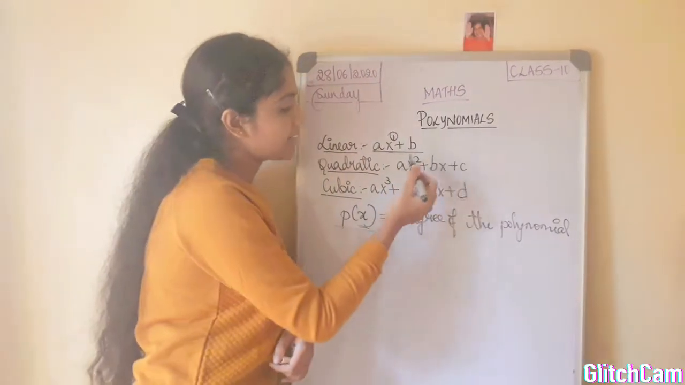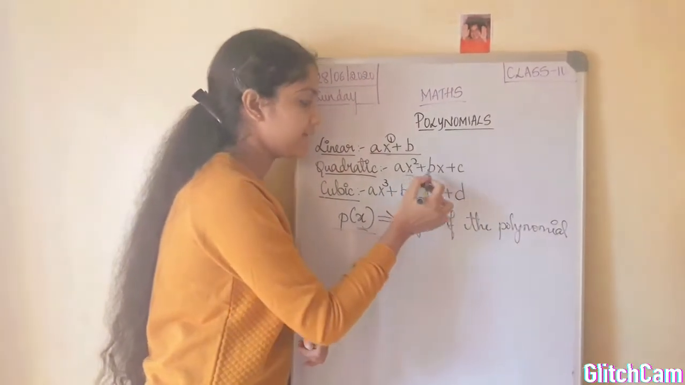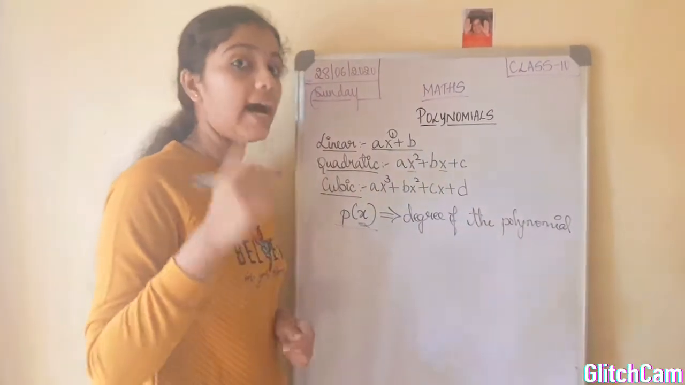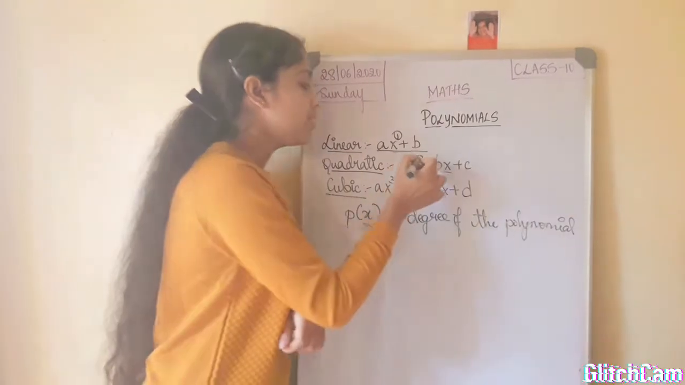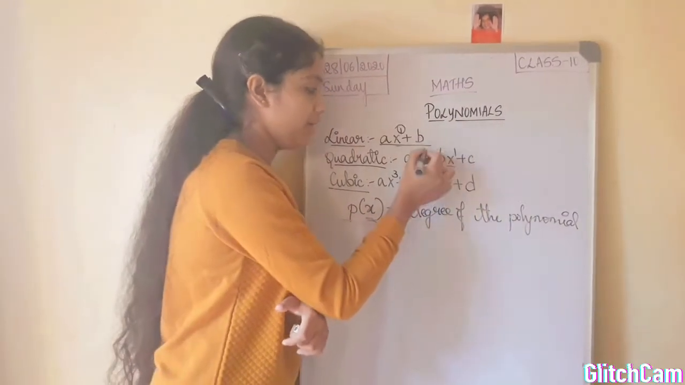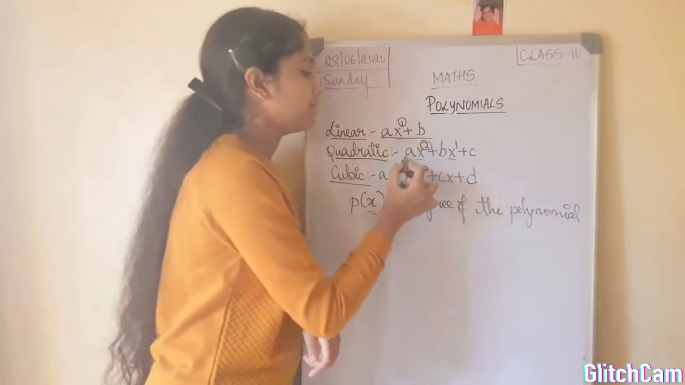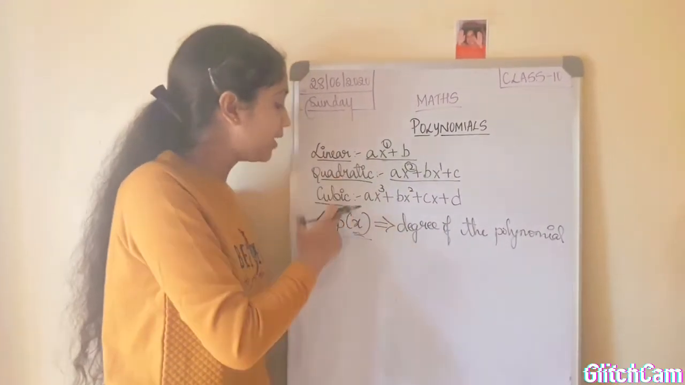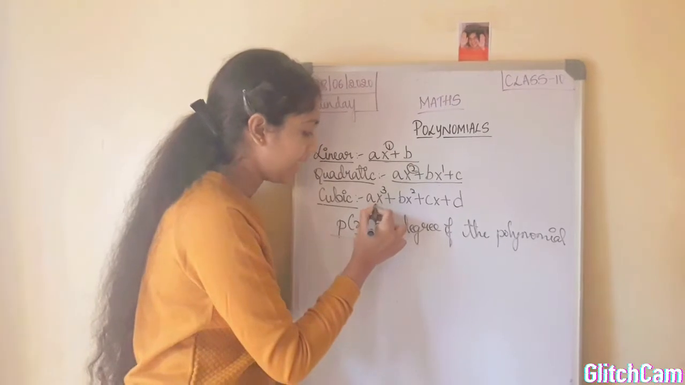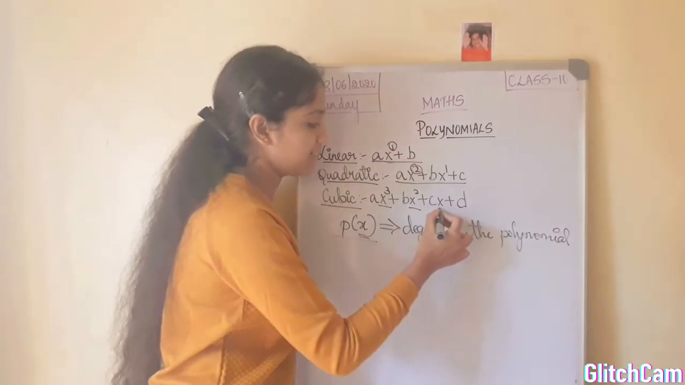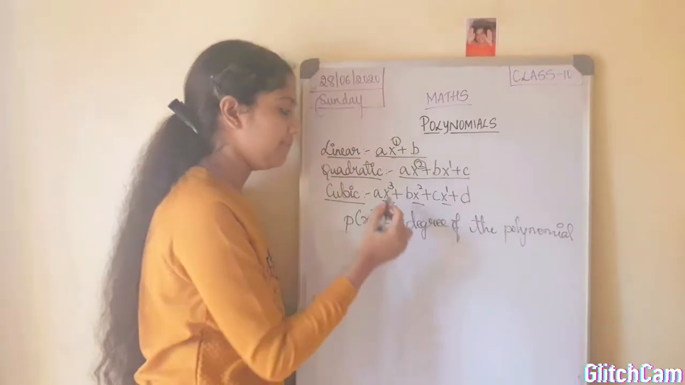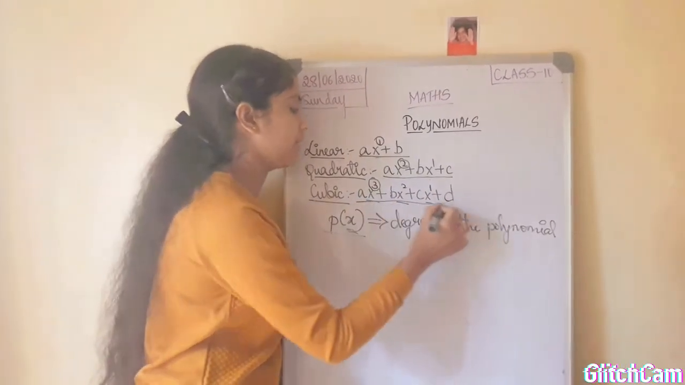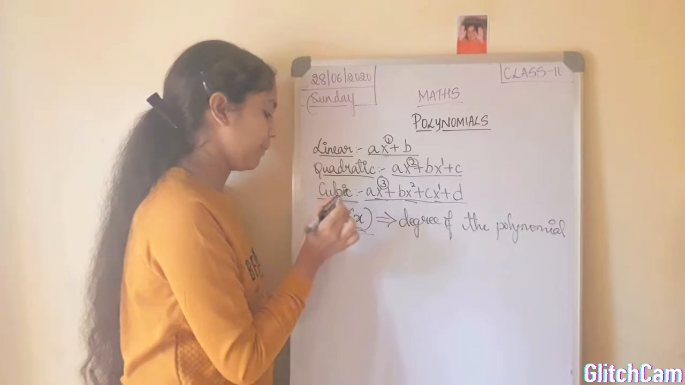Whereas coming to ax square plus bx plus c, you have x square and x, the highest power of p of x. So 2 and you have x power 1. So 2 is the highest and then this polynomial is called a quadratic polynomial. Coming to cubic polynomial, you have ax cube, bx square, cx, x power 1. Now 3 is the highest among 3, 2 and 1. Therefore this polynomial we call a cubic polynomial.